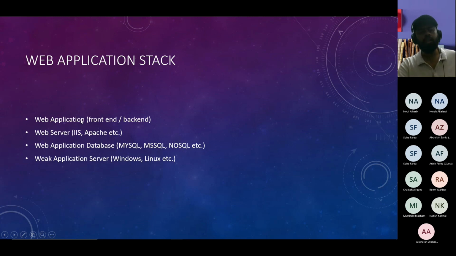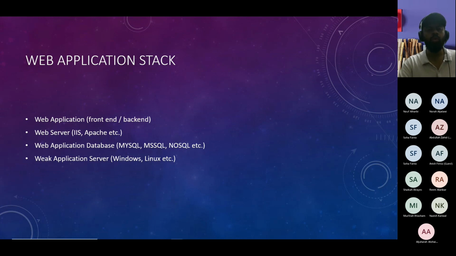These days, almost all web applications use a database, and the database could be MySQL, MS SQL, NoSQL as well. So this is another component of a web application. And the web application server, that is very important. Very important. Sorry for the typo. It is not weak, it is web. Web application server means that the website is not running on air. All these websites, web applications are running on a server, a Windows machine or a Linux machine.